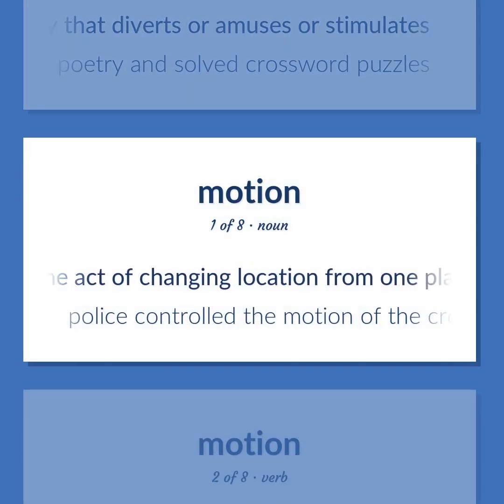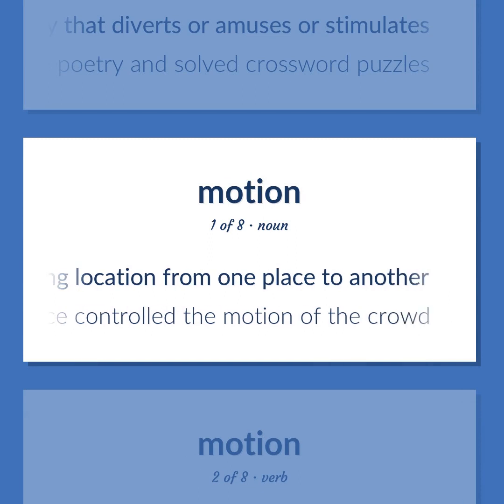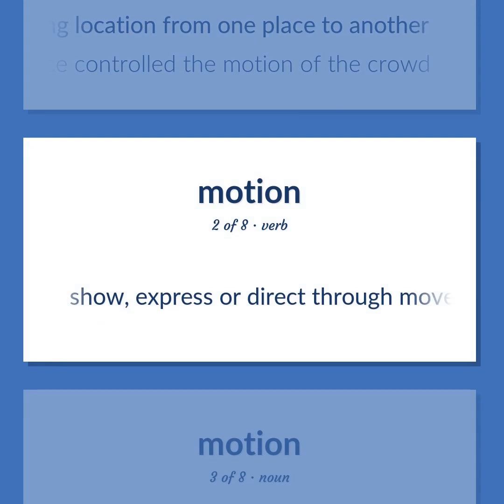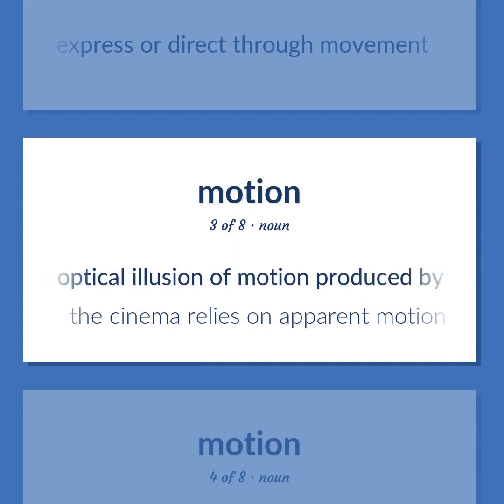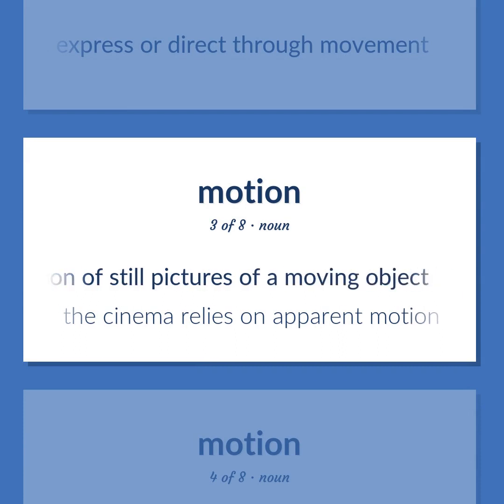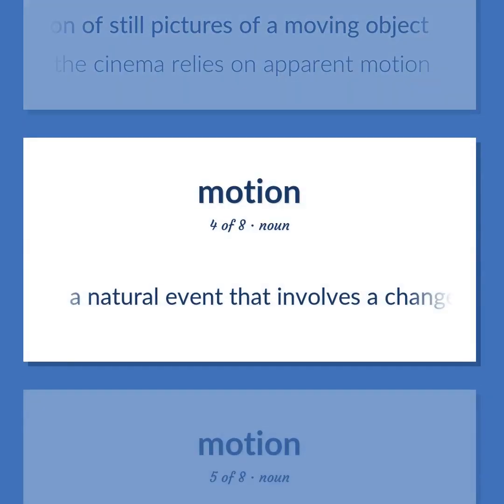The act of changing location from one place to another. Police controlled the motion of the crowd. Show, express or direct through movement. An optical illusion of motion produced by viewing a rapid succession of still pictures of a moving object. The cinema relies on apparent motion. A natural event that involves a change in the position or location of something.